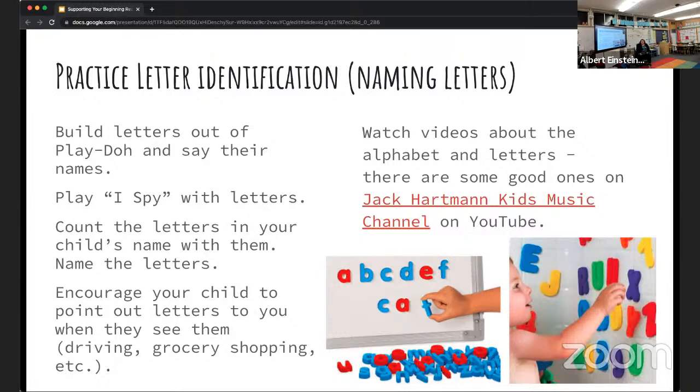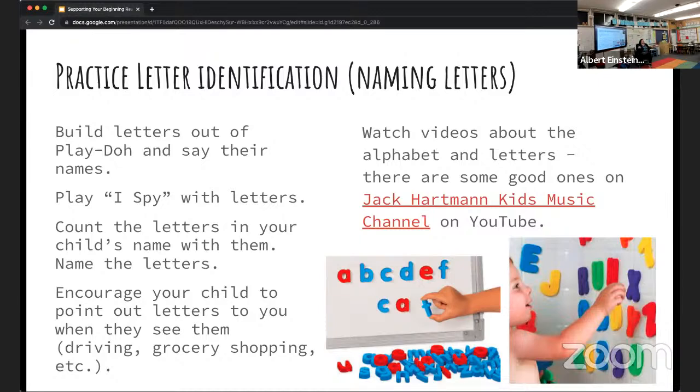You can play I Spy with letters. Count the letters in your child's name. Talk about what they are. What are the letters in your name? Find those personal connections for them. A lot of kids, that's really where they do their first learning, is their own name, because they see that a lot. They want to write it.